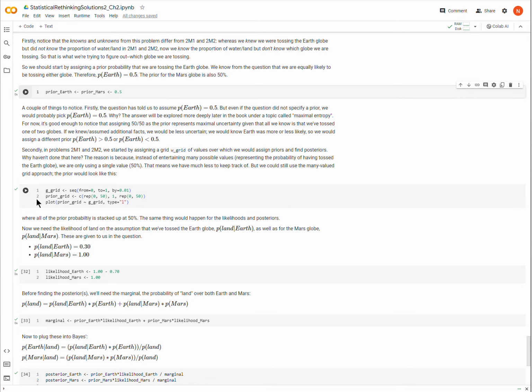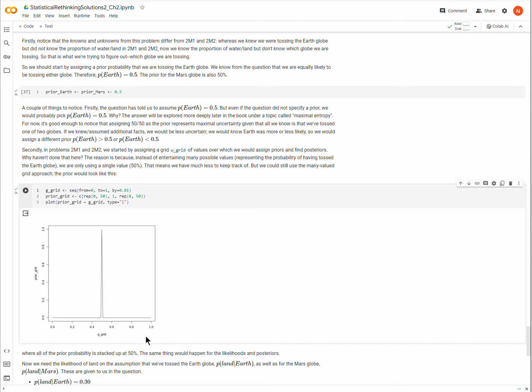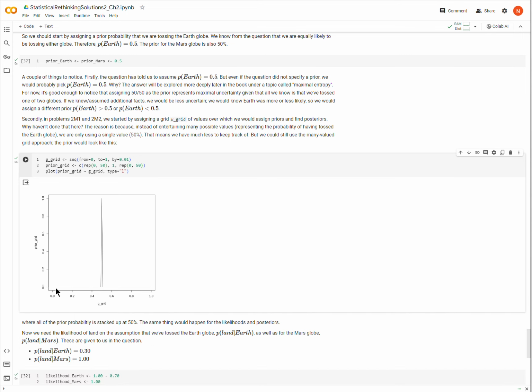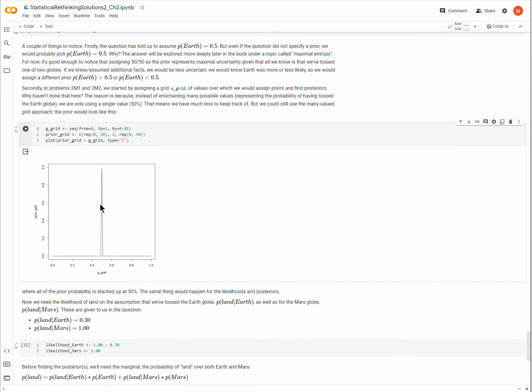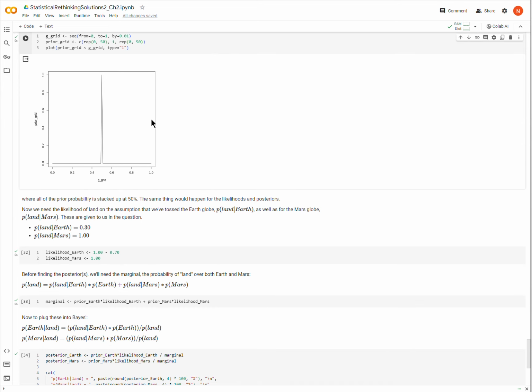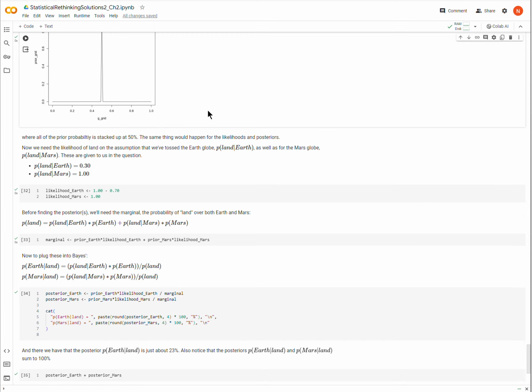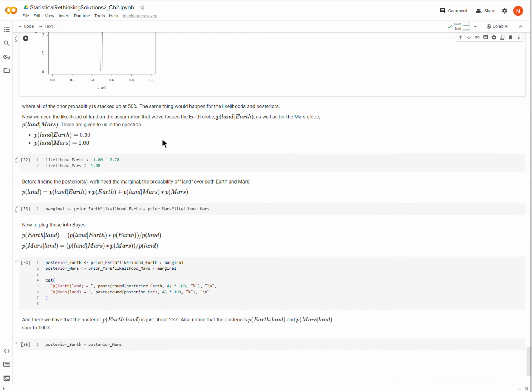Now, that doesn't mean that we couldn't do this. If we were to produce, call it a globe grid or G grid, we would come up with a graph something like this. But notice that all of the prior probability stacks up at 100%. Okay, and so because we're only considering very few values here, we're just not going to use the same methods that we were previously. Okay, so now we have our prior, and now we need to get our likelihoods.